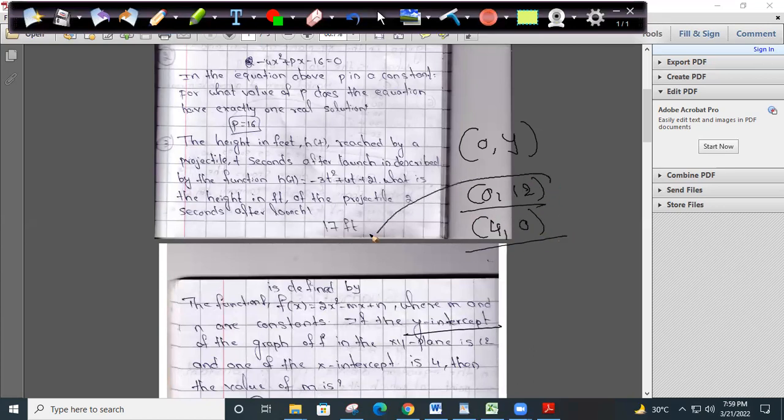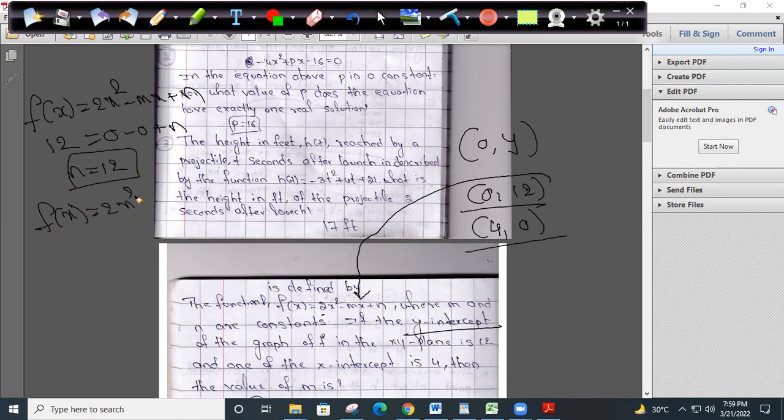Now let me plug in x is equal to 0. The moment I plug in x is equal to 0 in my function, f of x is equal to 2x square minus mx plus n, 0 minus 0 plus n is equal to 12. Therefore, the value of n is 12. So f of x is 2x square minus mx plus 12.